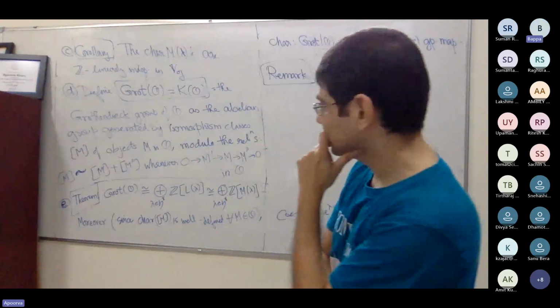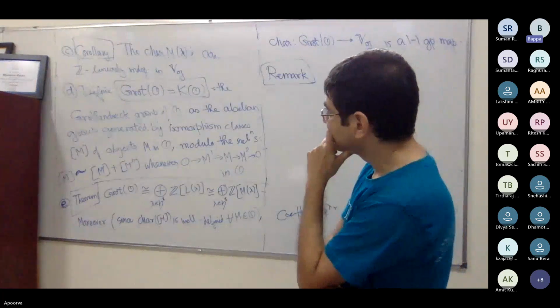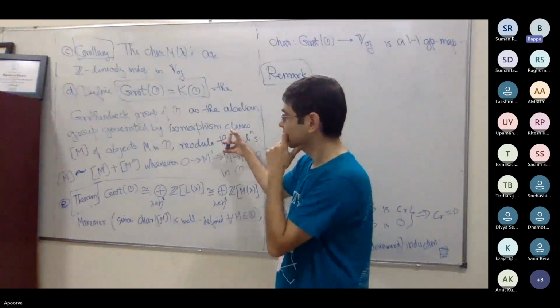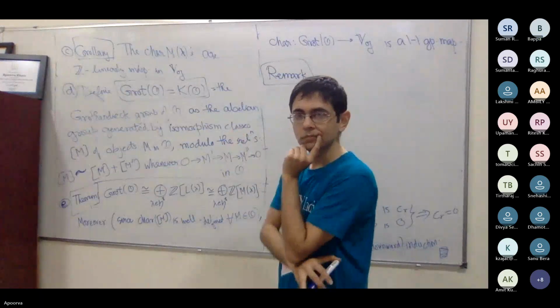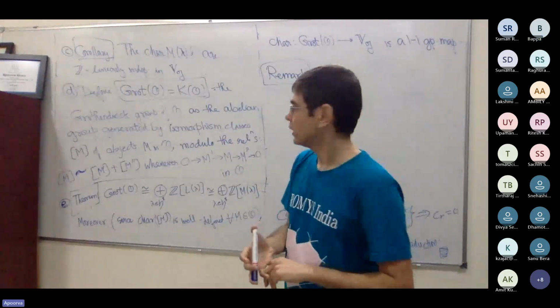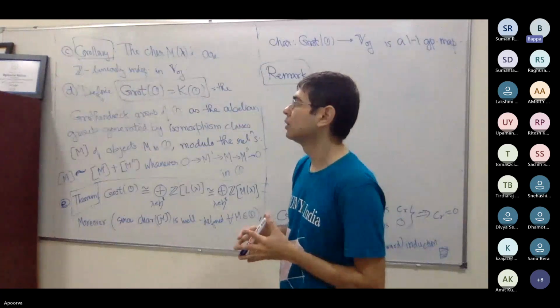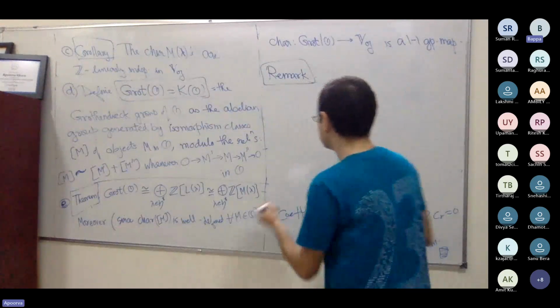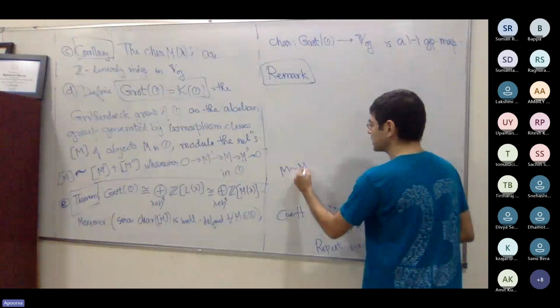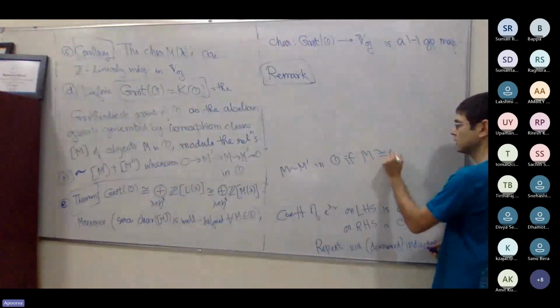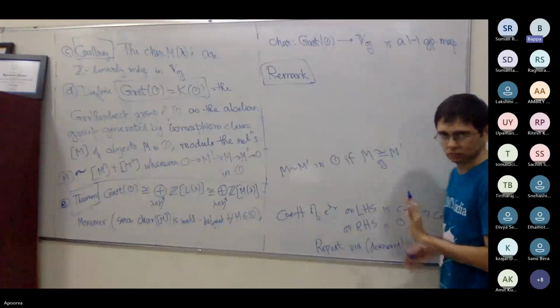Could you just, yes, I think you have told already. Can you please recall what is this M? Yes, the isomorphism class. What is isomorphism class? You are taking M and M prime equivalent if M is isomorphic to M prime. Okay. Thank you.